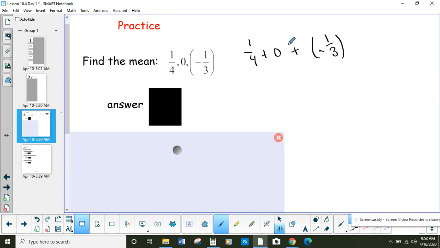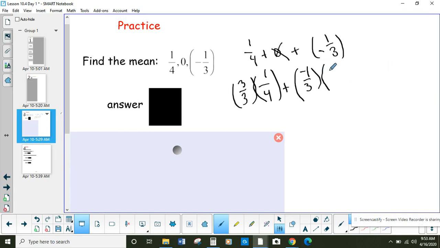First, add these together. But when you're adding 0, nothing changes, right? So we're adding 1/4 and negative 1/3. Remember, we put the negative up top in a fraction so we know what to do with it, right? Now, I need a common denominator when I'm adding fractions. So the first time the multiples of 4 and the multiples of 3 are the same, the lowest common denominator is 12.